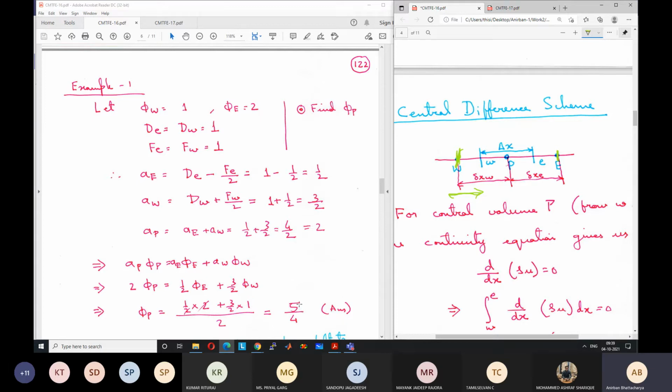Is this realistic or unrealistic? Means, is the result physically consistent? Yes, sir. Yes, it is consistent because it is within the two boundary values, 1 and 2.